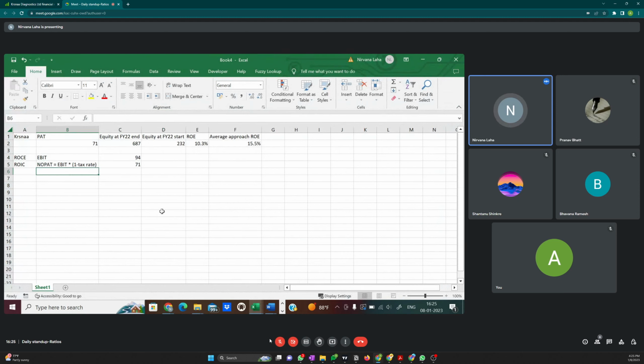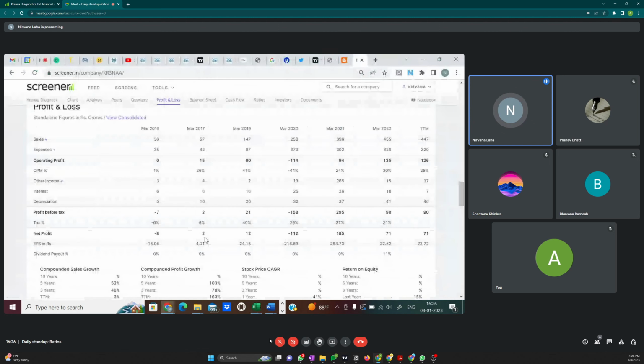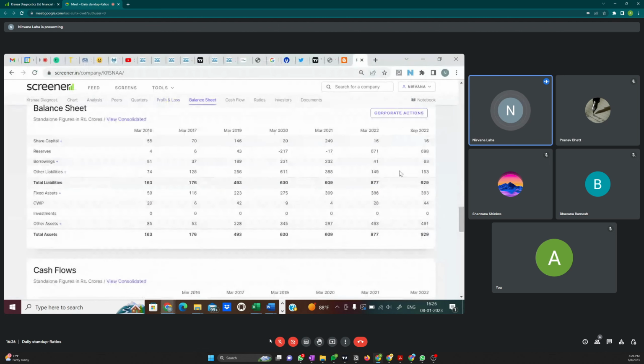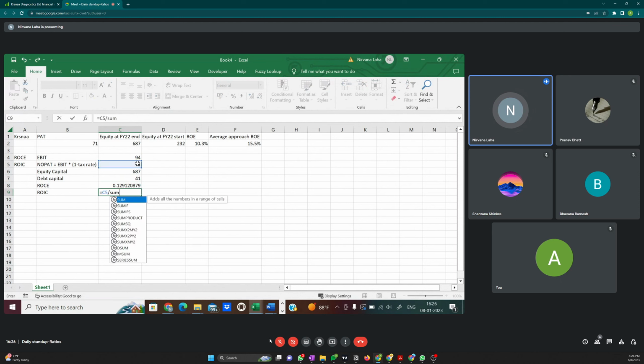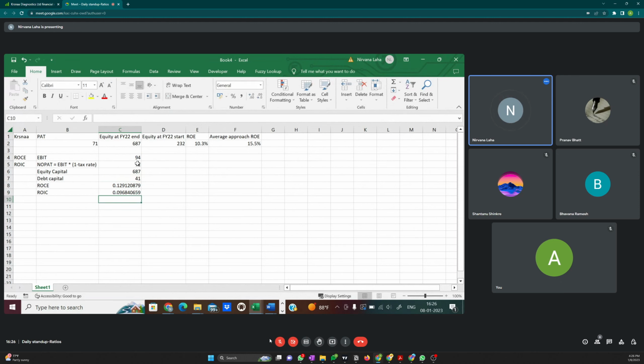So this is it. Okay, let's look at the equity capital. Equity capital, we already have it. So let's use the ending method where we are only looking at the ending capital, 687, and debt capital. Debt capital for Krishna was 41 at the end, right? So ROCE will be nothing but EBIT divided by the sum of equity and debt capital, and ROIC will be NOPAT divided by the sum of equity and debt capital.